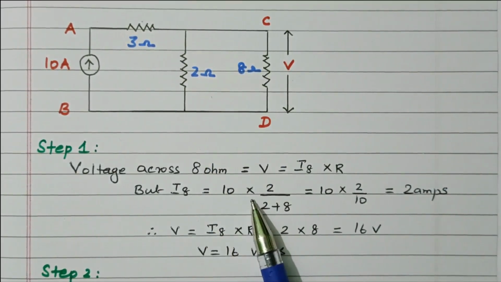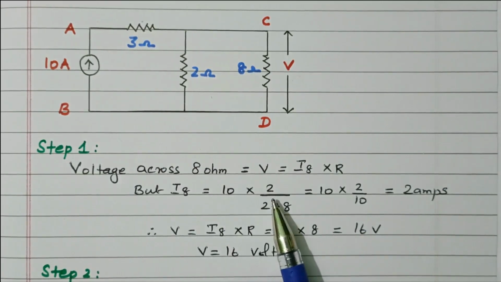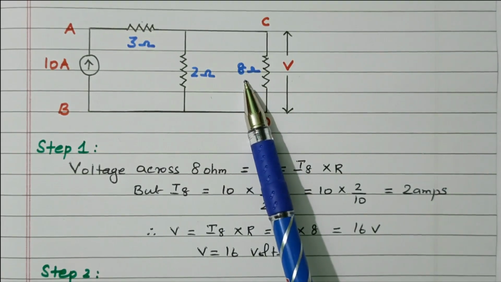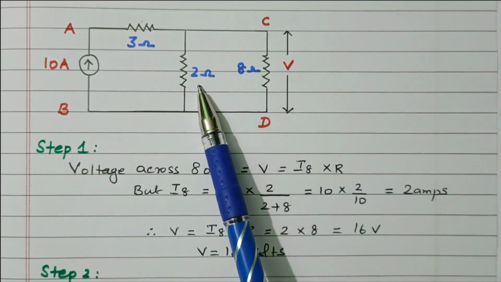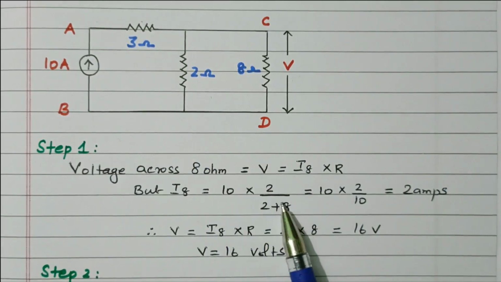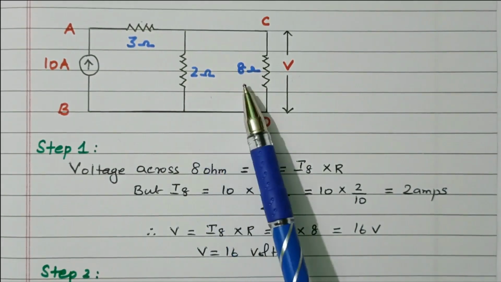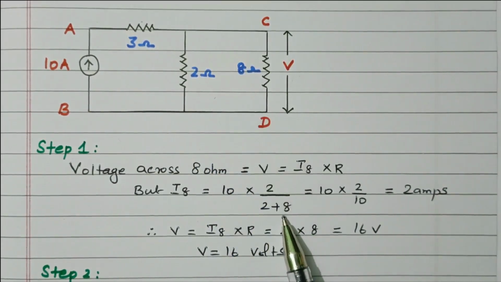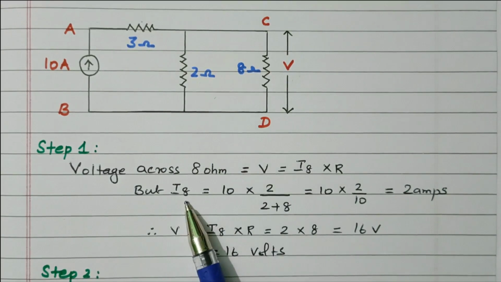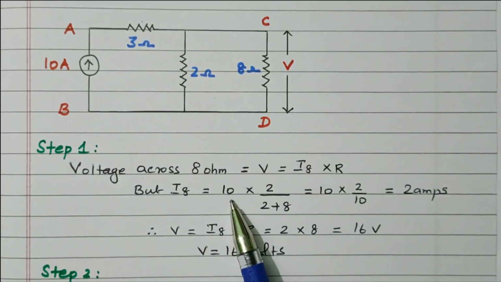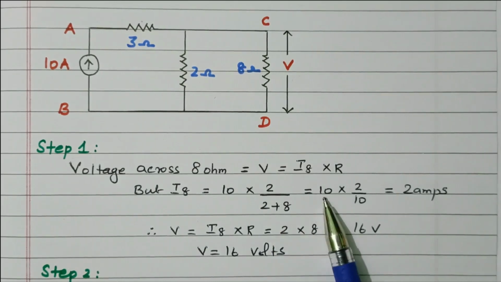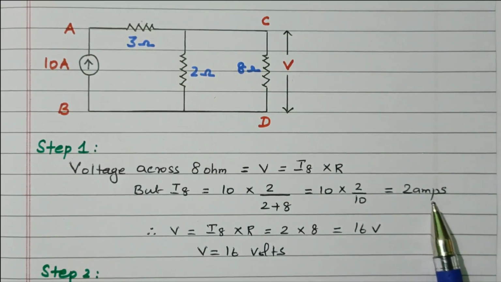This is the total current multiplied by the resistor of the other branch. What we need is the current flowing through the 8 ohm resistor. So it should be multiplied by the resistance of the other branch, 2 ohm, divided by the total resistance, 2 ohm and 8 ohm. Current is divided in 2 ohm and 8 ohm, so the total resistance is 2 plus 8. Right? So the current flowing through the 8 ohm resistor is the total current multiplied by the resistor of the other branch divided by the total resistance. So 10 into 2 divided by 10 equals 2 ampere.